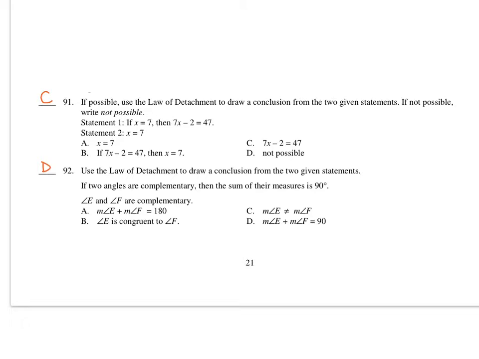92, if two angles are complementary, the sum of their measures is 90. E and F are complementary, so you can assume that E plus F equals 90 degrees. Those are law of detachment. If the "if" occurs, then the "then" will occur.